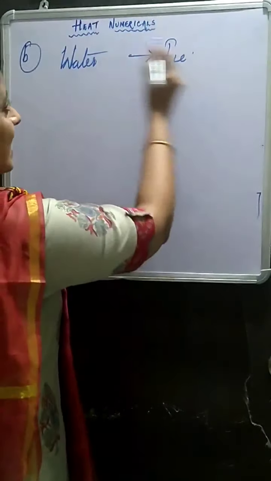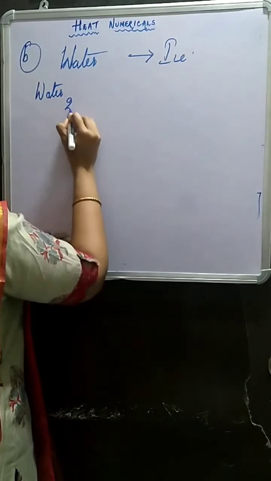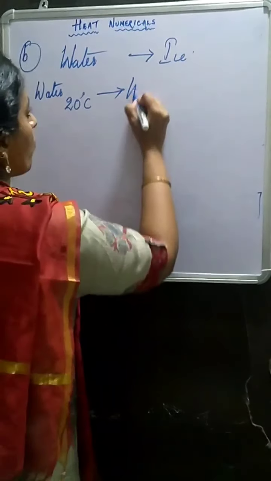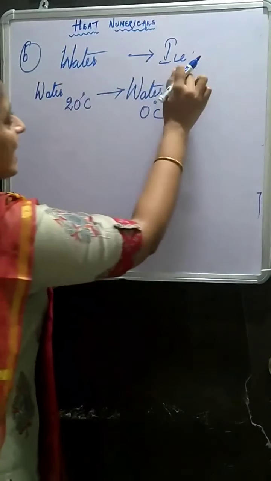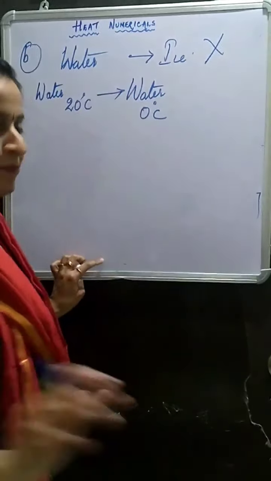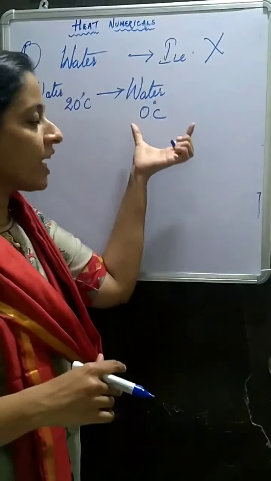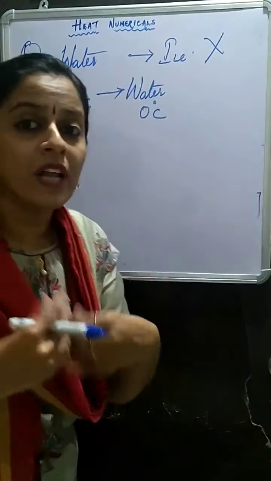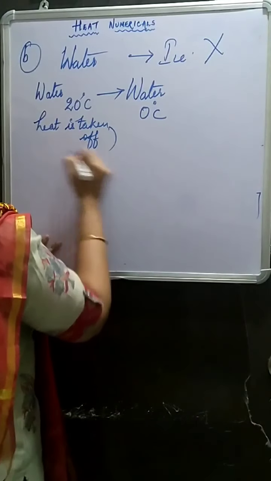So what is the real conversion? Water which was at 20 degrees Celsius will get converted into water at 0 degrees Celsius. Directly this will not happen. How will it happen? When the heat is taken off.